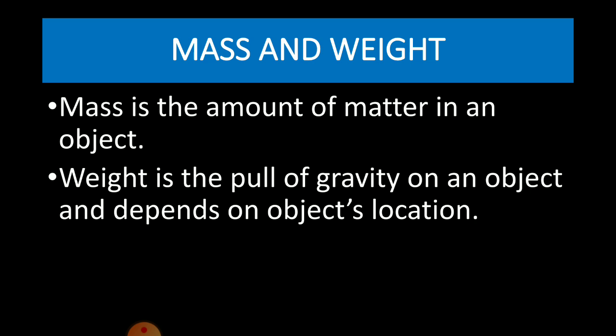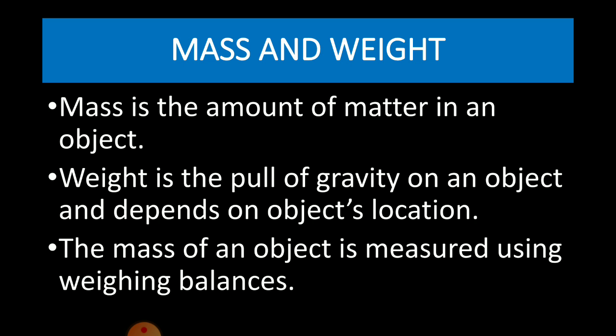For example, an object with mass m has a weight of W sub 1 on Earth. On the Moon, it will have the same mass but a different weight. For example, its weight will be W sub 2 because the pull of gravity on the Moon is different from that on Earth. Therefore, we can say that two objects of equal masses will have equal weights if they are measured in the same place.